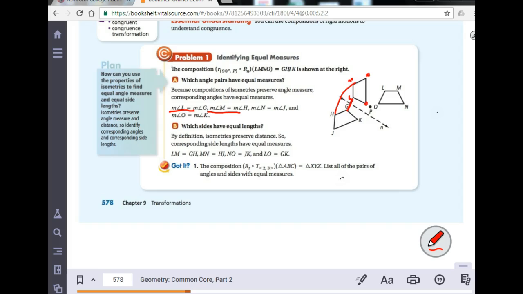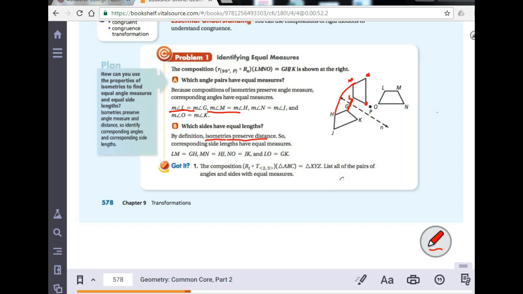Then it says which sides have equal lengths. Well, remember, by definition, isometries preserve distance. Now, isometries simply mean if you could move it, slide it, or reflect it, and you keep the same shape, that's what an isometry is. So corresponding sides are going to have that.